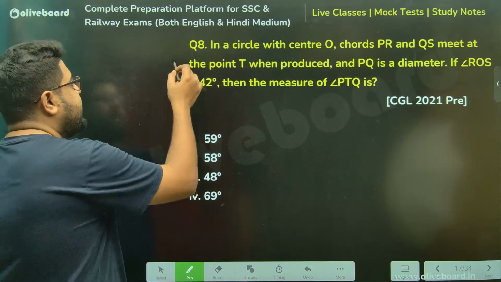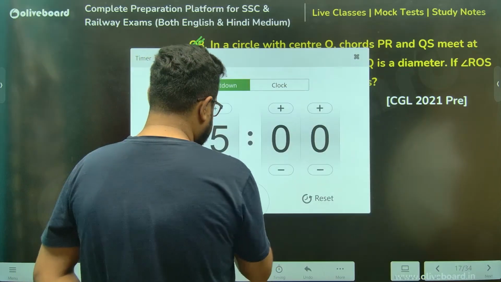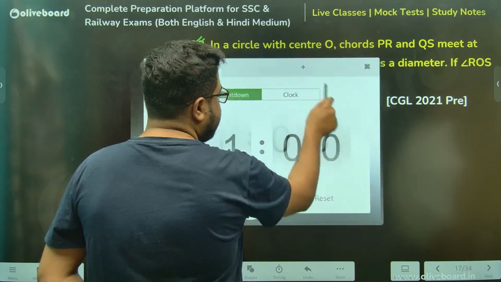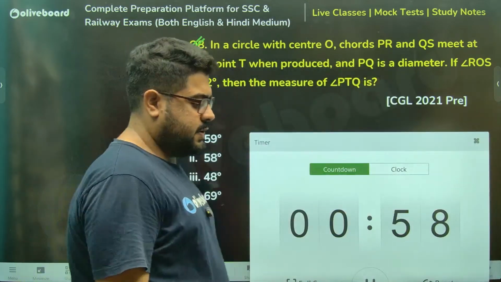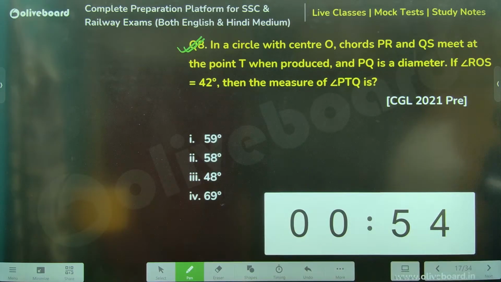You guys, please do this. I'm giving you a minute's time. Please solve this, quickly. Very quickly, please solve.